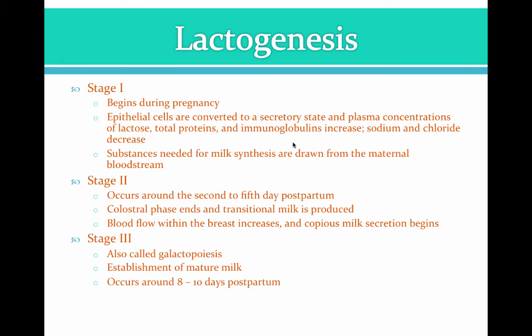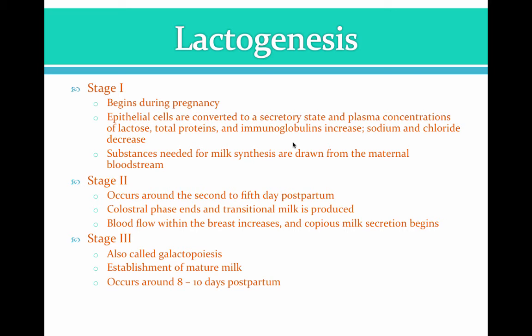Now we'll talk about lactogenesis. Stage 1 of lactogenesis begins during pregnancy. Epithelial cells are converted to a secretory state, and plasma concentrations of lactose, total proteins, and immunoglobulins increase. Sodium and chloride decrease. Substances needed for milk synthesis are drawn from the maternal bloodstream, and these substances include proteins, vitamins, minerals, so the nutrients needed for milk synthesis, and others as well.